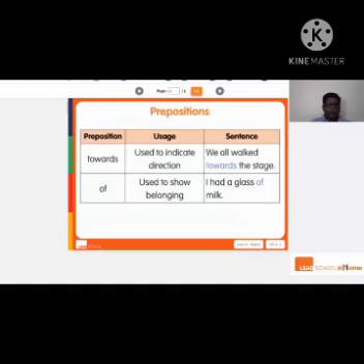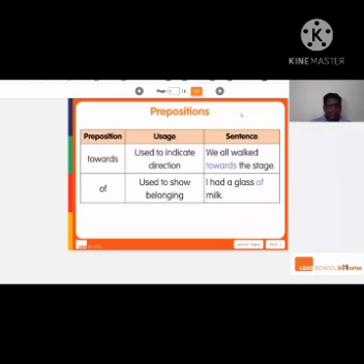Let's also look at a few other prepositions. When do we use the word towards? The preposition towards is used to indicate direction. When we need to indicate the direction, at that time we use the preposition towards. We all walked towards the stage. What does it mean? A lot of people are walking, and the direction is towards the stage. Now let's look at the next one.